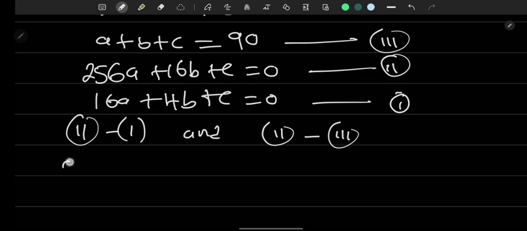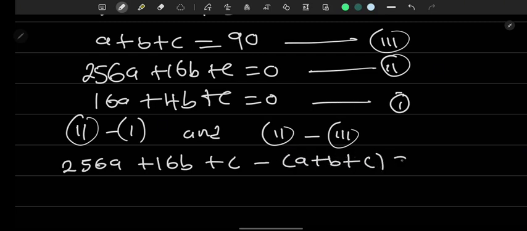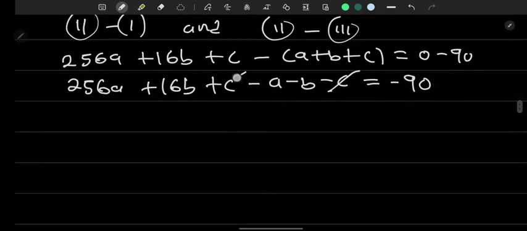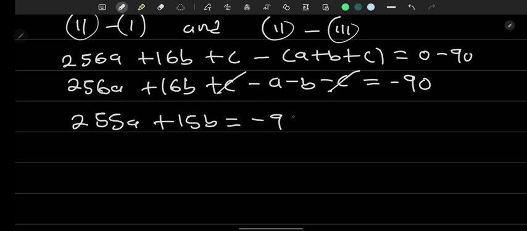When you look at equation 2, you have 256a plus 16b plus c, and that of equation 1, from the left side you have a plus b plus c, and this is going to be 0 minus 90. So 256a plus 16b plus c, then use minus to expand that. That's minus a minus b minus c equals minus 90. And of course, minus c plus c cancels. So 256a minus a, that's 255a. 16b minus b, that's plus 15b equals minus 90.